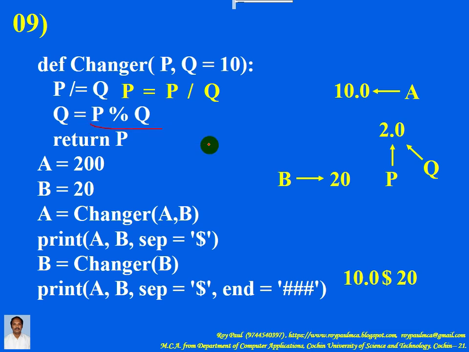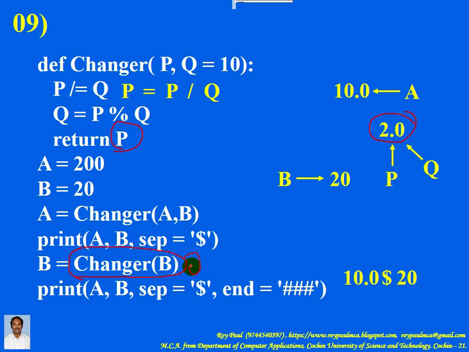Now P modulo Q. What is P? 2.0. What is Q? 10. So 2 modulo 10. When you divide 2 with 10, remainder is 2, and that is assigned to Q. So now your Q is pointing to 2.0 or 2. So this is cancelled. Now return P. What does P contain? 2.0. The answer is returned to the point from where it was called.